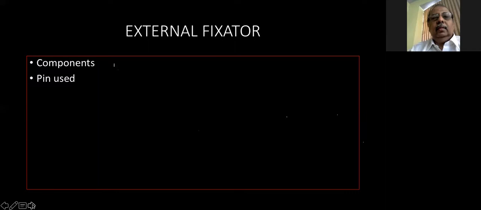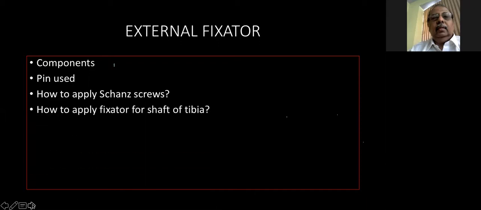The components of the external fixator, I have already said this. How to apply the shank pins? It's almost the same as what I have said in the introduction of Steinman pins. Okay, so I will not repeat that. Then how to apply the fixator through the shaft of the tibia? You can read what is given in the AO book. They advise the far pins first, followed by the near pins. Okay, so if there is a fracture in the mid shaft of tibia, the far pins first, then the near pins.